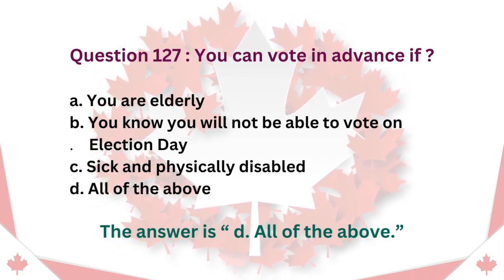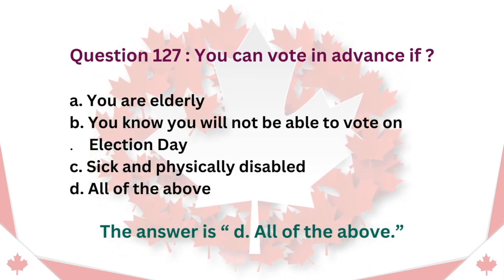Question 127. You can vote in advance if A. You are elderly. B. You know you will not be able to vote on election day. C. Sick and physically disabled. D. All of the above. The answer is D. All of the above.